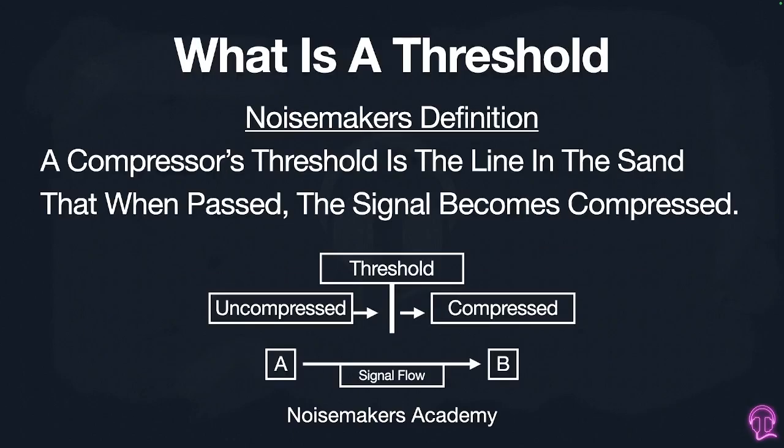So, what is a threshold? Well, a compressor's threshold is the line in the sand that when passed, the signal becomes compressed. And we can see this down here. So we actually have an uncompressed signal. It goes past the threshold and then it becomes compressed. Okay. And just to note, the signal flow on this one is going from A to B.